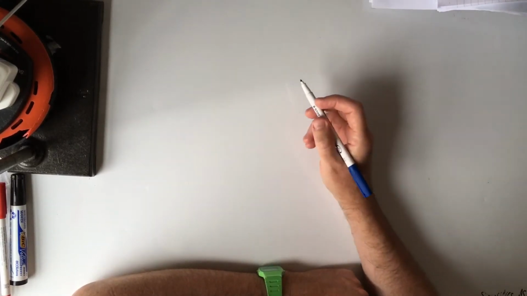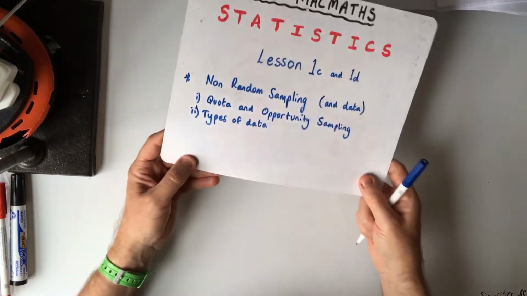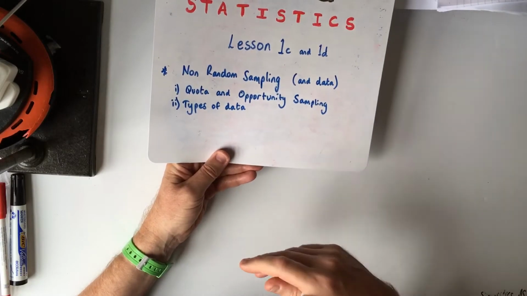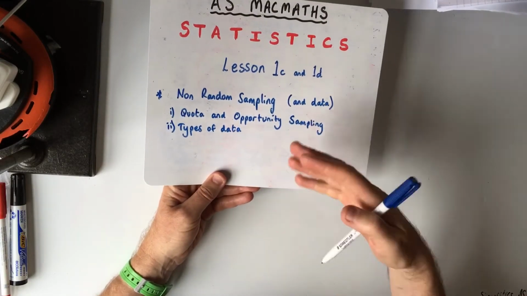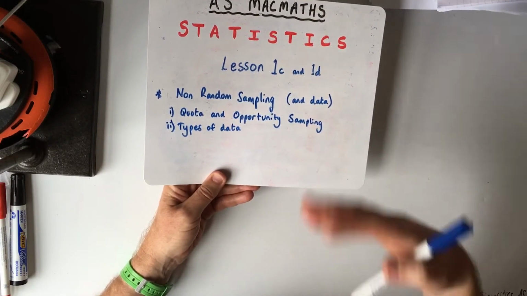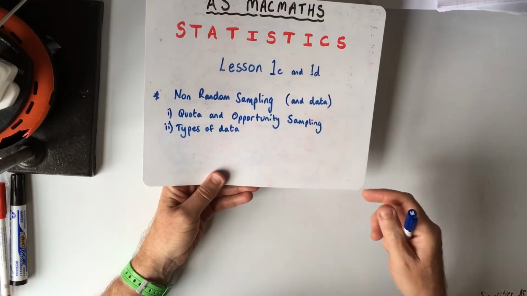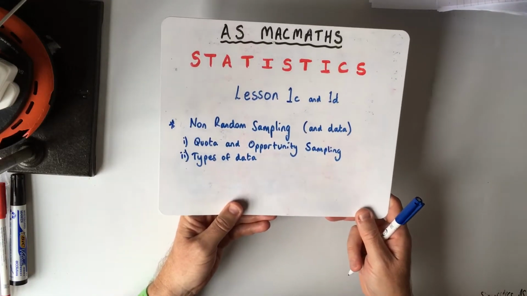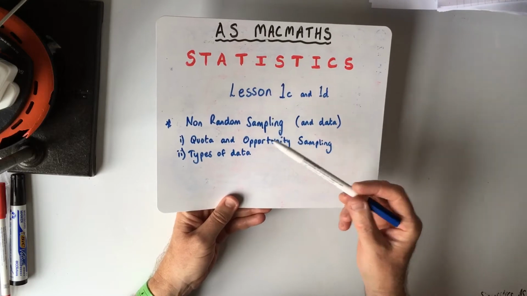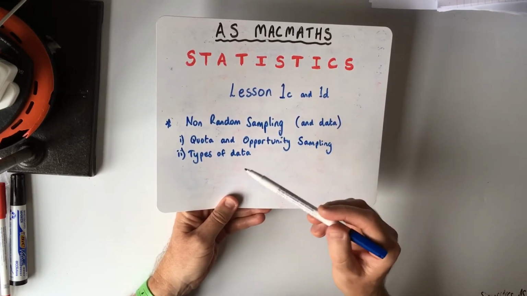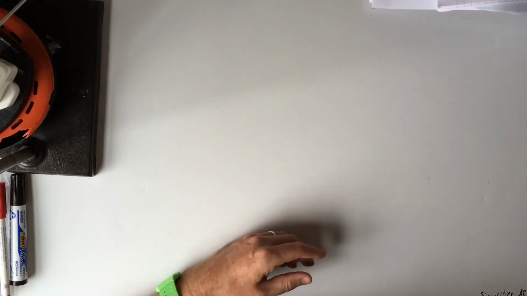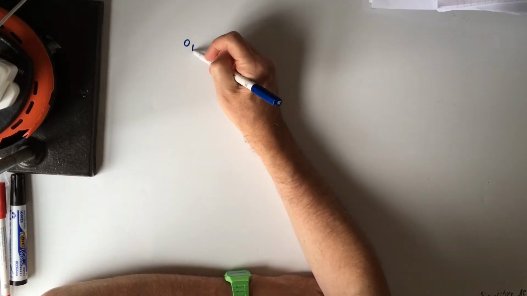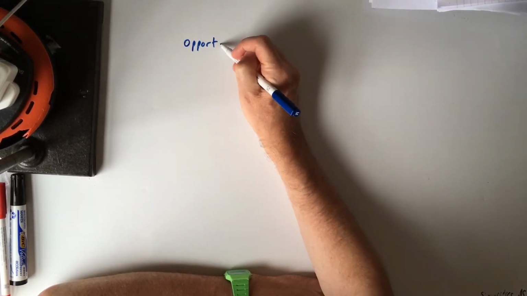Okay, so we looked at, oh, there's my board again. We looked at random sampling, so that's systematic sampling, simple random sampling, and stratified sampling in the last lesson. Today we're going to look at non-random sampling, which is quota and opportunity sampling. I'm going to start off with opportunity sampling.